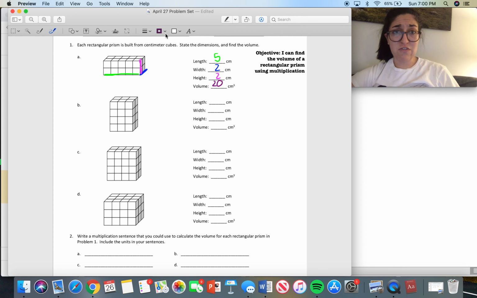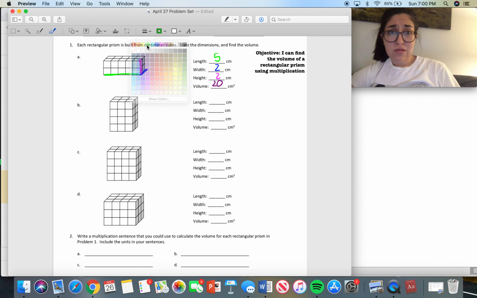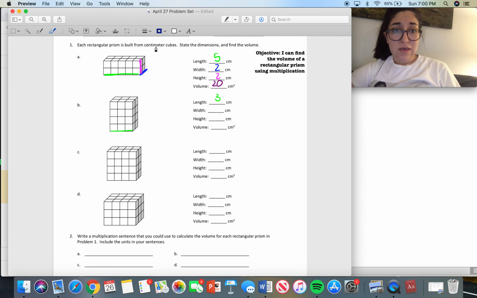Let's look at this next one here. So the length, remember, is this part here. I see 1, 2, 3. The width is going back here. Again, I see 2. And the height is going up here. I see 1, 2, 3, 4.